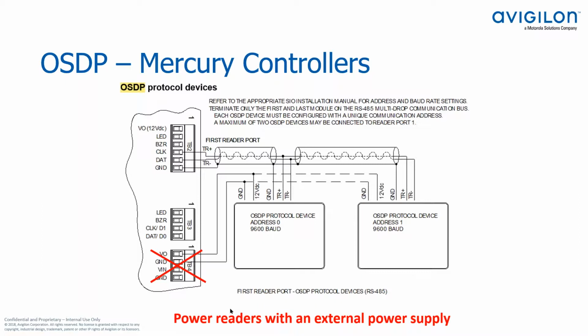Okay, so do not, I hope it is a red X here, it gives that idea. Do not power multiple OSDP readers from the controller. It's just not going to work. We've seen some people trying that before, and it causes the controller to sometimes pretty much lock down or turn off, or if it doesn't, it starts to give you some bad readings. It does all sorts of wrong things, so you do not want to do that.